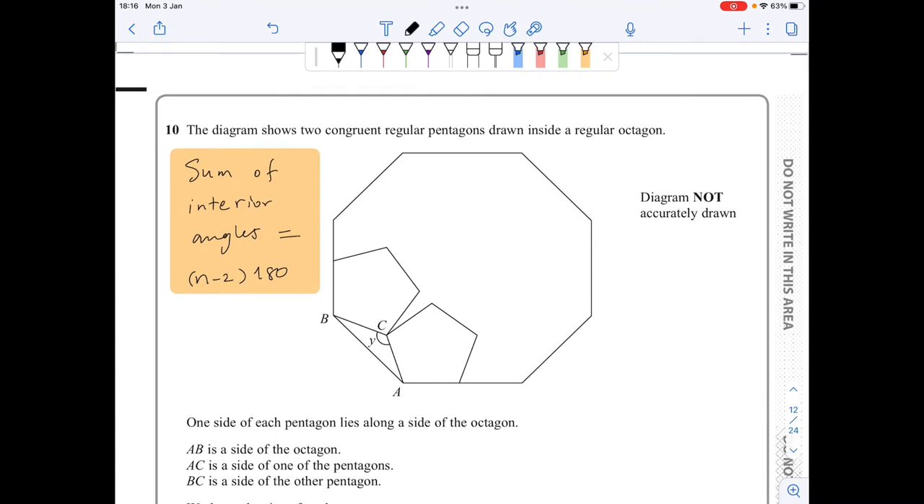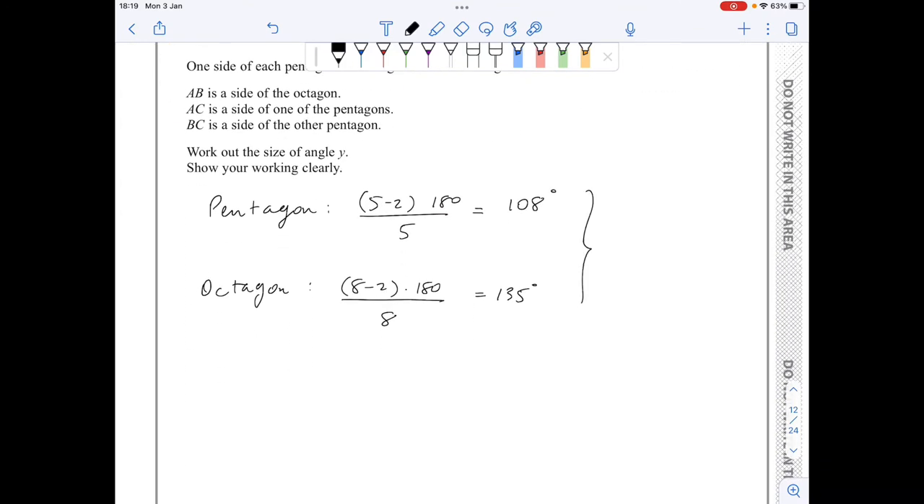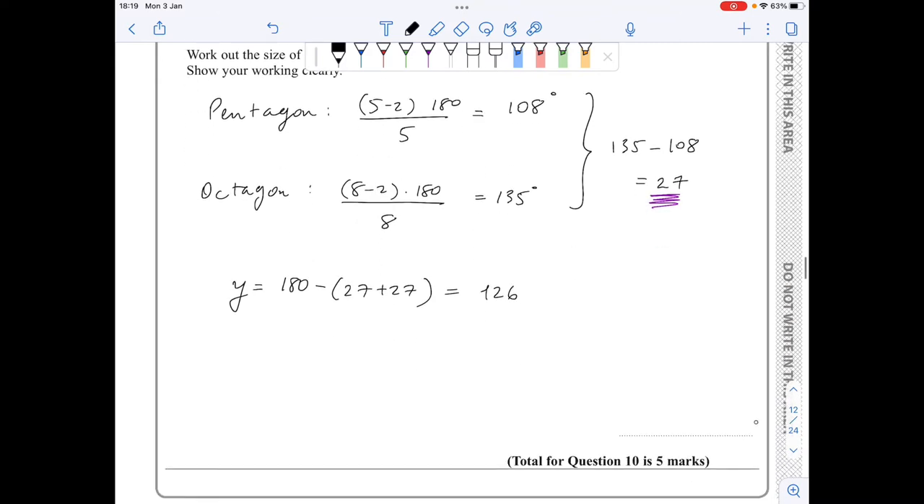Let's put these two angles on our shape. The red angle is the interior angle of the octagon, and the blue one is the interior angle of the pentagon. The purple angle is their difference, and it is one of the two angles at the base of the isosceles triangle. So 135 minus 108 is equal to 27, and this is the purple angle marked on my diagram. So y is equal to 180 minus 2 of those angles, which comes out to be 126.